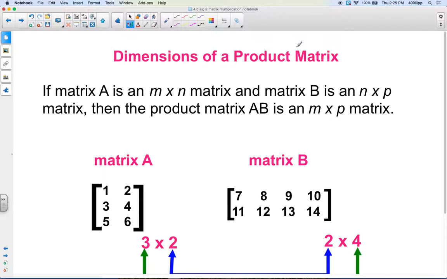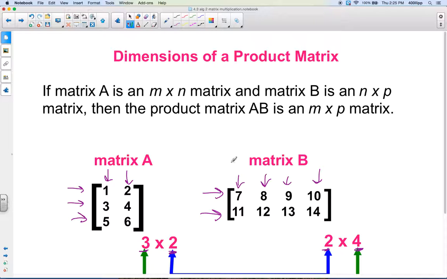Here we go, product of the dimensions of a product matrix. So if we have matrix A and matrix B, we're looking at the dimensions. We look at the number of rows. We got 1, 2, 3 rows. That's the number we put first, 3 rows. And then we got 1, 2 columns. So this is a 3 by 2 matrix for matrix A. Matrix B, we have 1, 2 rows, and we have 1, 2, 3, and 4 columns.